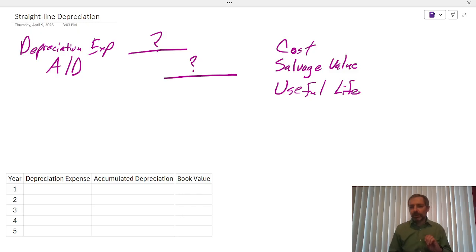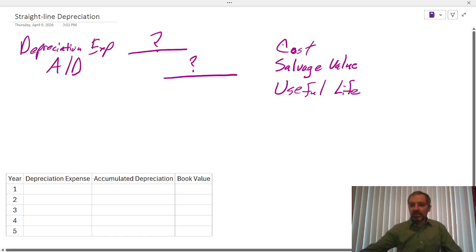In a future video, we'll answer the question, what if we were wrong on our guesses, which we often are, right? So we're often wrong with these estimates. What happens when we are wrong? Can we change this? The short answer is yes, but right now let's just look at how do we do this initial calculation. So let's do an example.